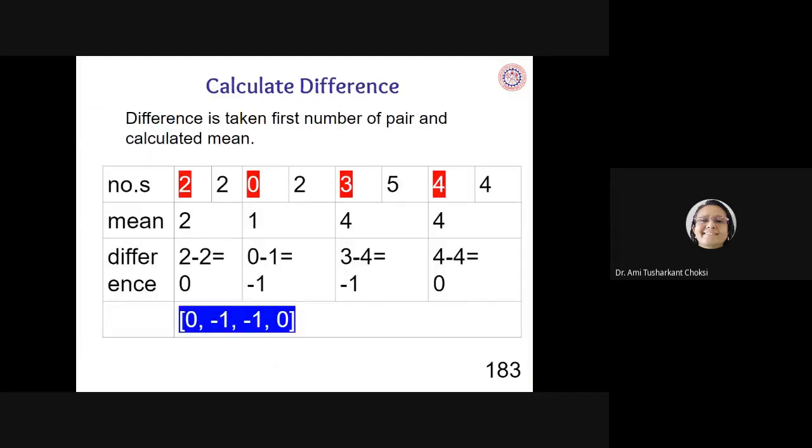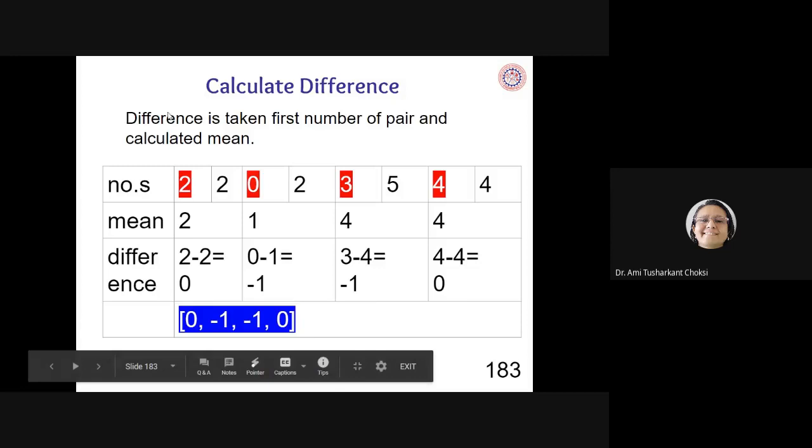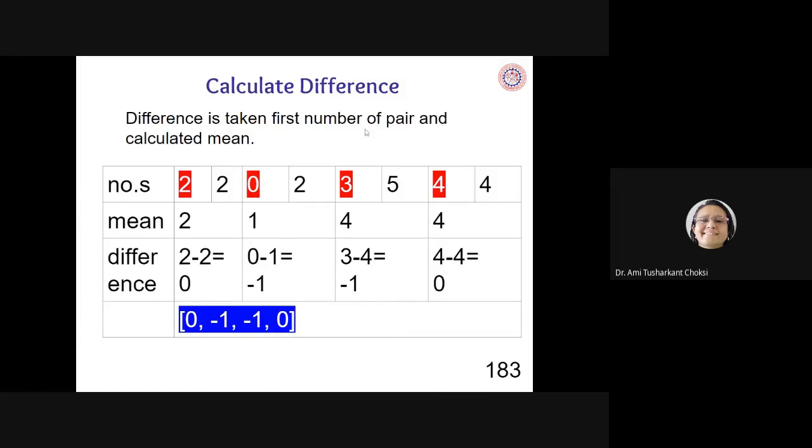Now here, difference is taken of the first number of the pair and the calculated mean. I am again telling you: the first number of the pair and the calculated mean. Right? So I have written the mean also here, so you can remember that. The numbers 2, 2, 0, 2, 3, 5, 4, 4 were given to us. Now the mean. For these two, what was the mean? 2. What was the mean? 1. What was the mean? 4. What was the mean? 4. Right?